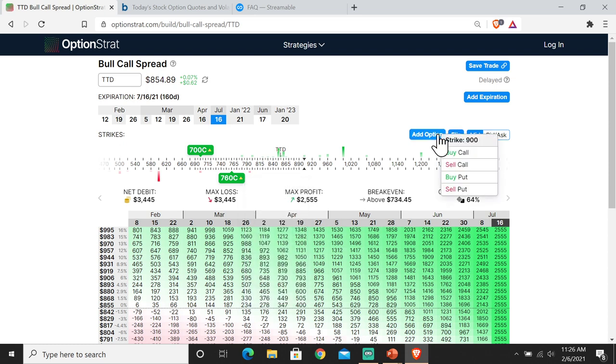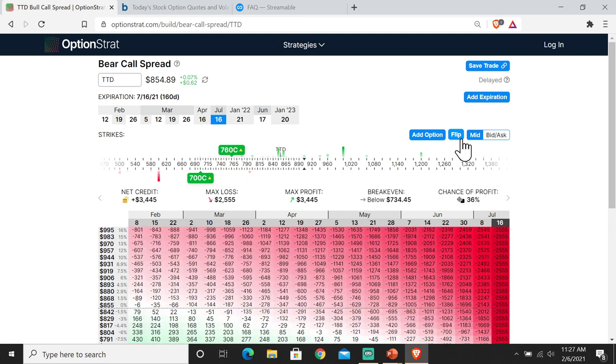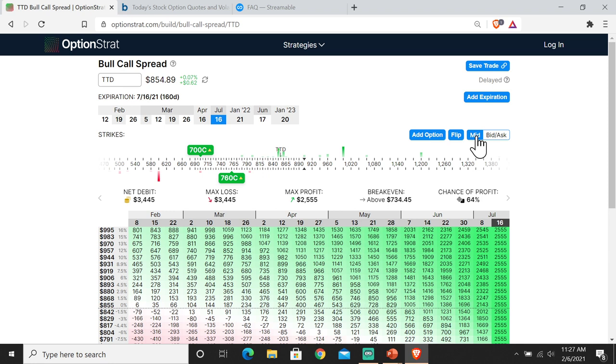And if you want to make your strategy more complex, you can add options here: buy or sell calls, buy or sell puts. Usually when you do these kinds of things, you're just trying to reduce or minimize risk, but that will also reduce your profits. And then here you can flip it. So basically it goes, just to show you what that does here, right?